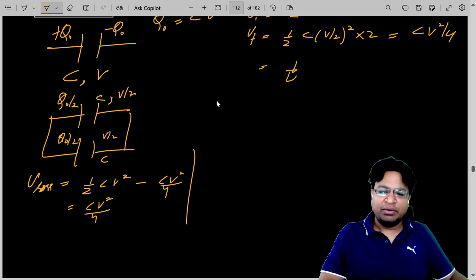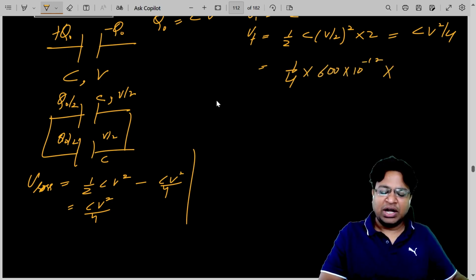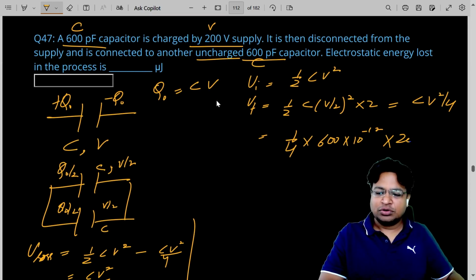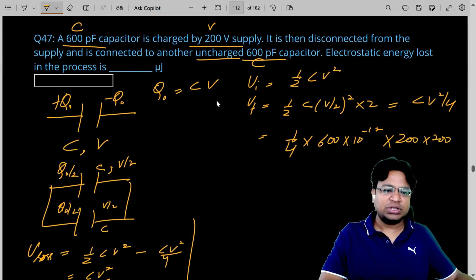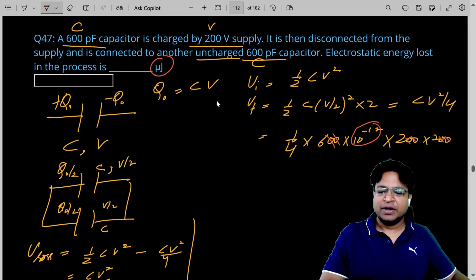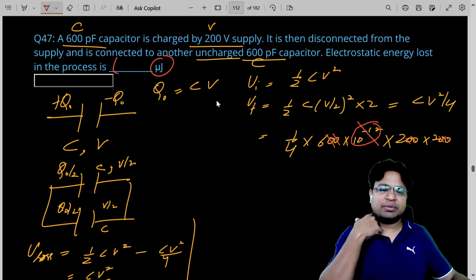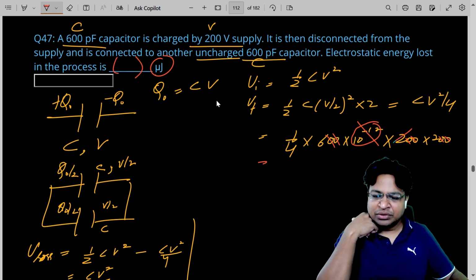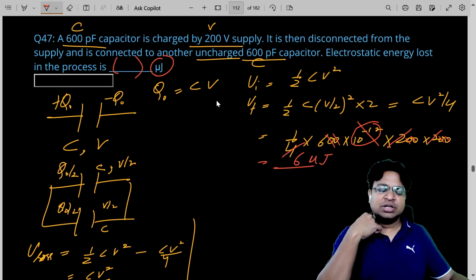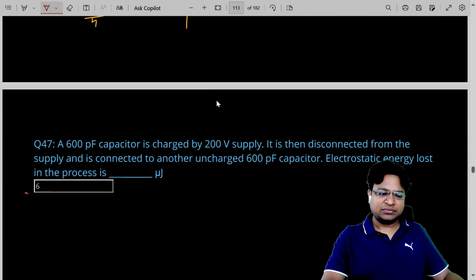So 1 by 4 into how much was the capacitance? It was 600 picofarad, 10 raised to the minus 12, into V square. How much was V? 200, so 200 into 200. Now notice that we have to give the answer in terms of microjoules. So 6 zeros are gone, and 10 raised to the minus 6 will be left. Because we have to give the answer in microjoule, I can just separate it out. Whatever number is left should be coming here. This 2 and this 4 get cancelled out, so only 6 is left. So 6 microjoule is the answer to this question.